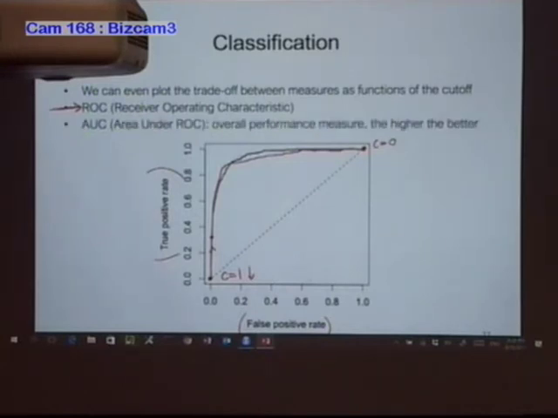So for the ease of comparison, people introduce this idea called area under the ROC. So you just take an integration over this curve, measure the whole area. And you know that the total area is at most 1. Right? So that gives you a measure like R squared kind of thing. The closer to 1, the better your model is. So for any curve, you can always calculate that area. So that's AUC.